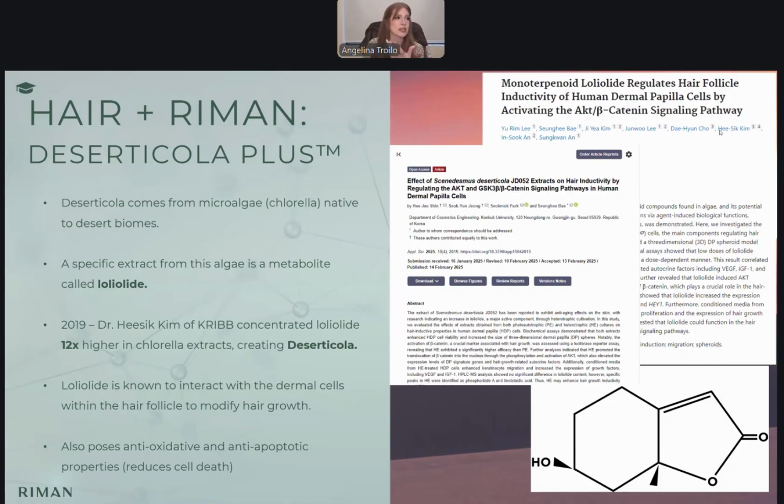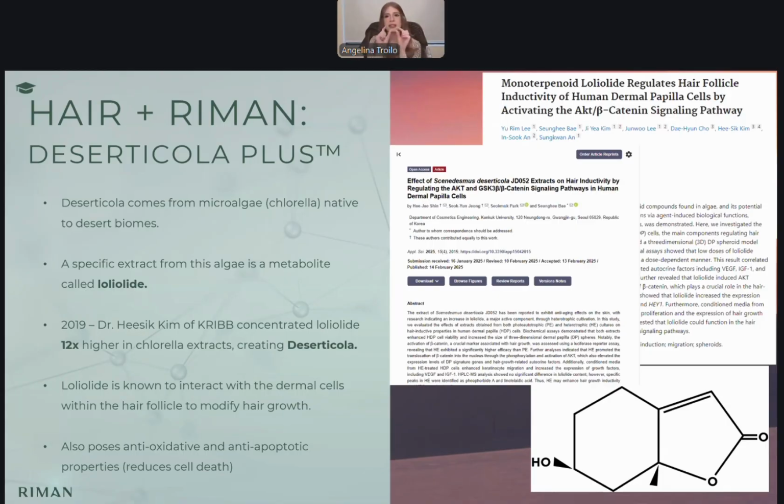Pictured here, I have some of the studies done with lolulide in the understanding of how it's influencing the hair follicle. We see here its direct interaction and influence on the hair growth pathway via specific signaling proteins as well. Here we see the effects of deserticola specifically again on hair growth, and a different study on human dermal papilla cells.